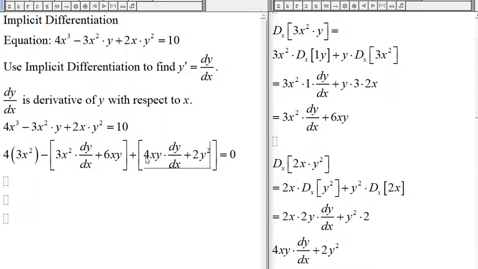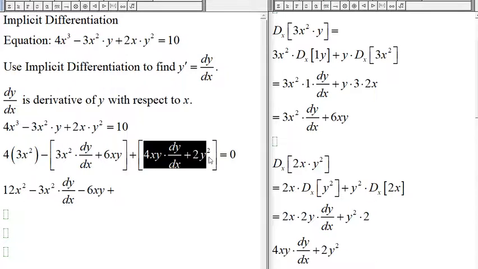So this part becomes that. And once again, what we're after is dy dx, so we're solving for dy dx. So this becomes 12x squared. And we have a minus right here, so it's going to be minus everything inside. So it'll be minus 3x squared dy dx, and then minus 6xy. And here we have a plus, so it'll be the same thing.